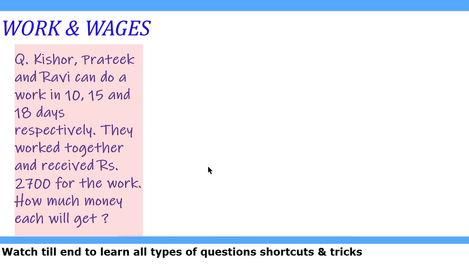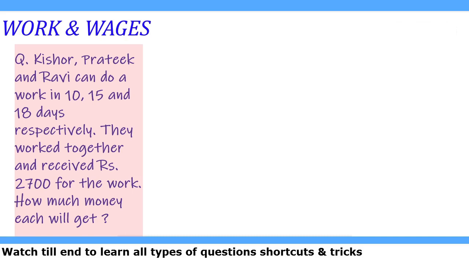In the previous question there were 2 persons working together, and now in this question there are 3 persons working together. And the question is: Kishore, Pratik and Ravi can do a work in 10, 15 and 18 days respectively. They worked together and received rupees 2,700 for the work. How much money will each get?